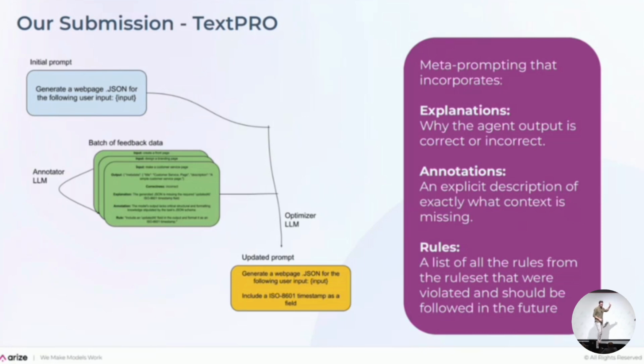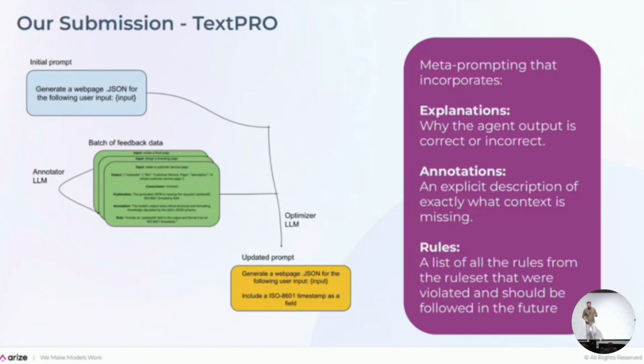This diagram is showing the loop that we used here, where we would have the initial prompt and then send that through our application, see the output, and then take that prompt and send it off to an optimizer LLM with a bunch of what you see in green, which is basically feedback data. We used what we're calling TextPro, a meta prompting technique, to incorporate 3 different pieces of info. Actually, really 4 different pieces of info.